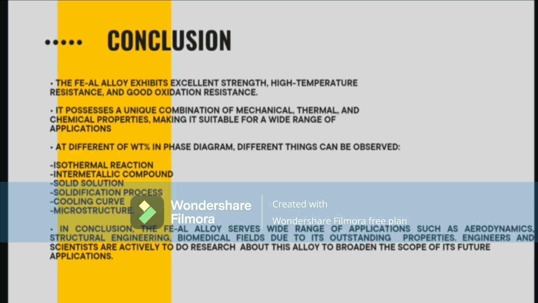The FeAl alloy exhibits excellent strength, high temperature resistance, and good oxidation resistance. It possesses a unique combination of mechanical, thermal, and chemical properties, making it suitable for a wide range of applications. For example, it is suitable for moving parts such as turbine blades, and it is fuel-saving due to the lower weight of FeAl. Next, it has better corrosion and wear resistance, so it has less maintenance and longer lifetime.